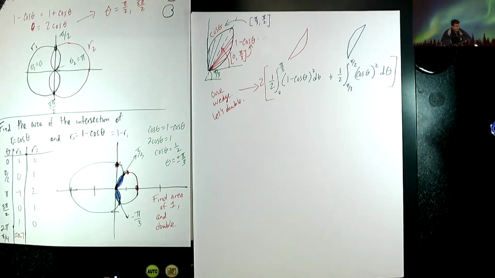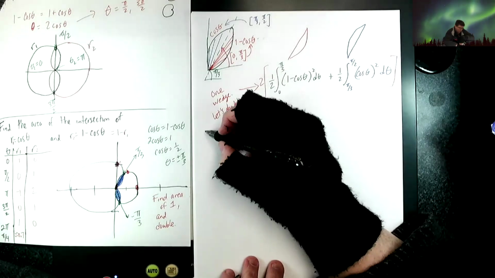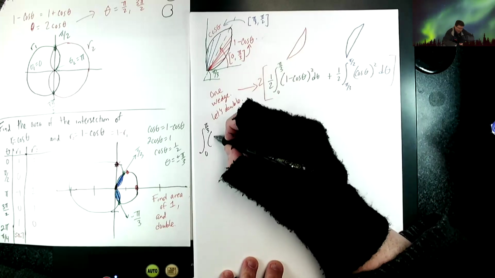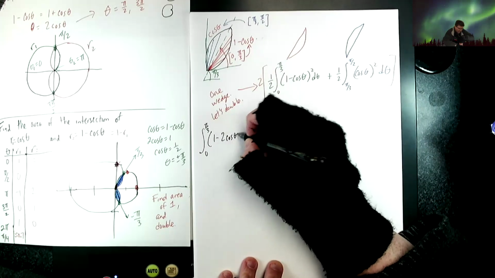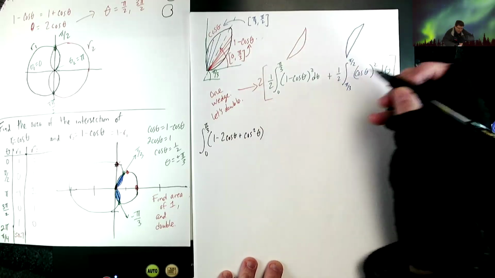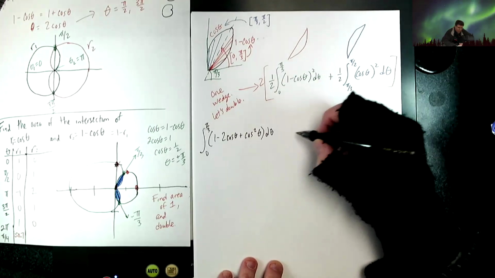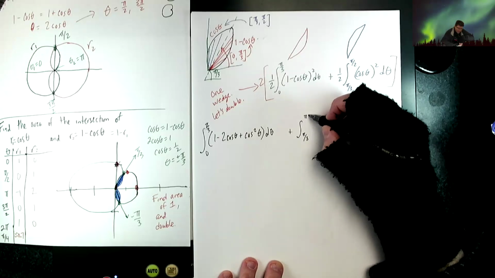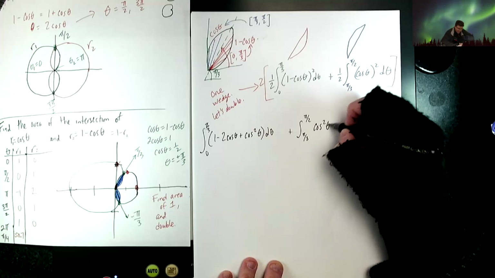Which is going to cancel out the 1/2, right? So I've got 0 to pi over 3. If I expand that, I've got 1 minus 2 cosine theta plus cosine squared theta d theta. And then over here, I got pi over 3 to pi over 2 cosine squared theta d theta.